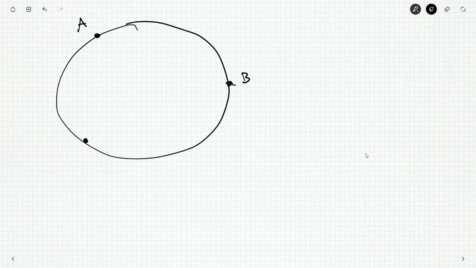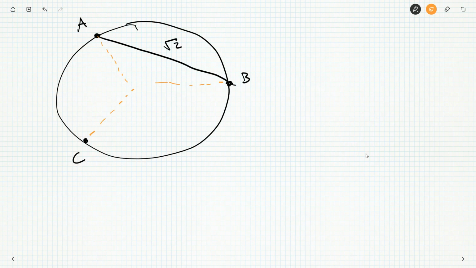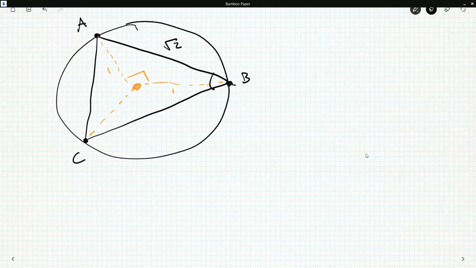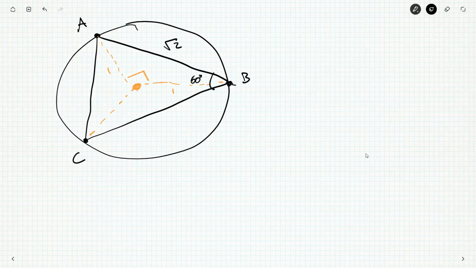So we have A, B, C, and we know AB is square root 2. And as I said already, I'm feeling like we should just connect these up to the center. Heck, we could even connect this one up to the center. I don't know if that's going to help. But we got 1s here, and that forces this to be a right angle, even though, admittedly, my picture doesn't look like that. And what else do we know? So we want AC, and we know that angle ABC is 60 degrees.